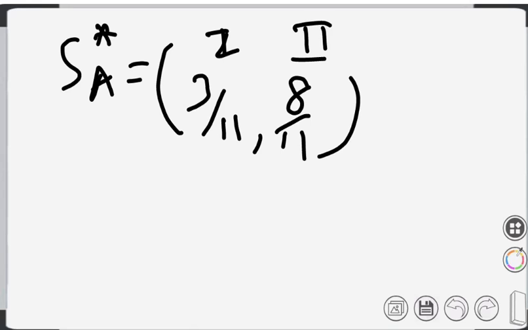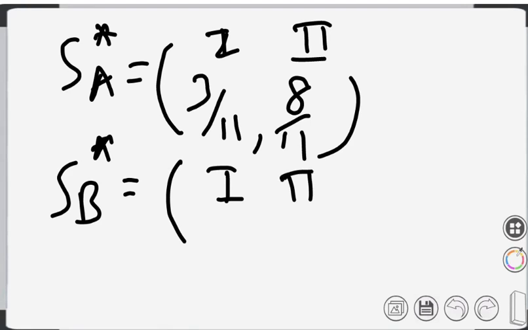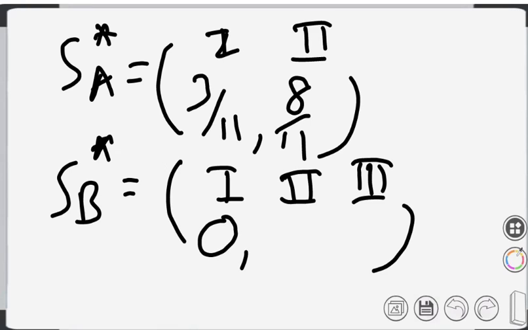And SB star. Now B had three strategies: 1, 2, and 3. Because we have ignored strategy 1 by the graphical method, the probability of strategy 1 will be 0. And this is 9 by 11 and 2 by 11. That's what we have obtained, isn't it? So the optimal strategy for B is 0, 9 by 11, 2 by 11.